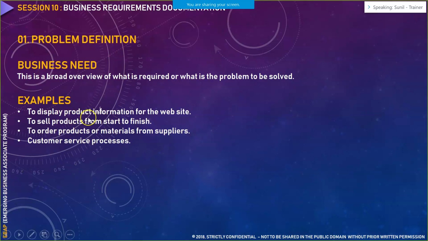Now remember, this is high level because BRD is a high level documentation. In order to detail it out, we have the software requirement specification or functional requirement specification, which is a subset of BRD. So in BRD, we would be highlighting only the high level business needs, not the detail. For detail, we have SRS, software requirement specification. So in the first section, we would define what is the problem statement and what is the business need.